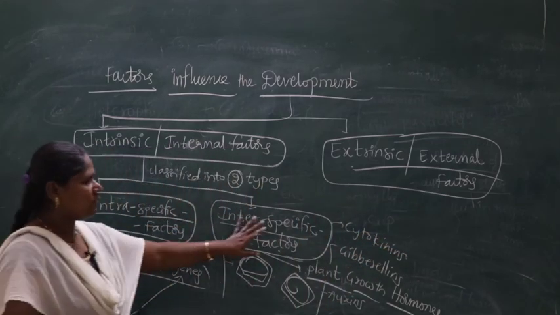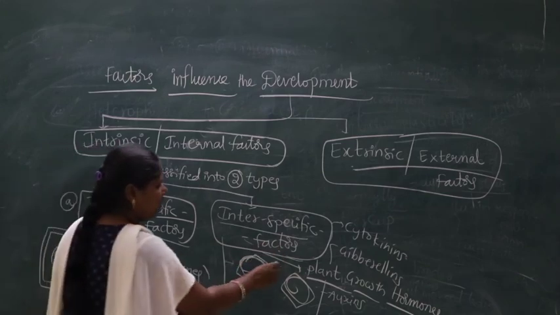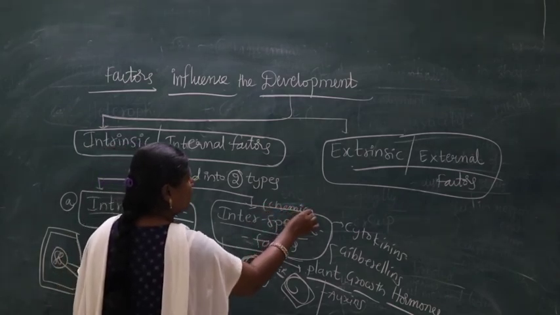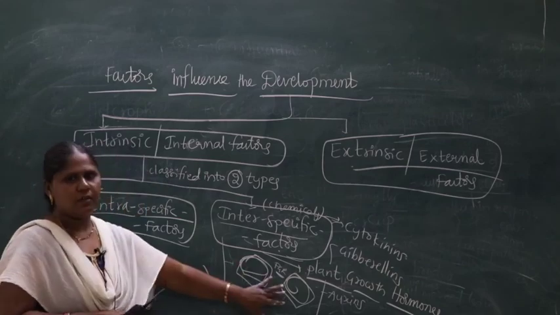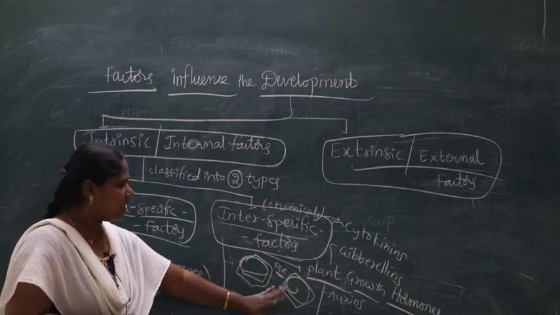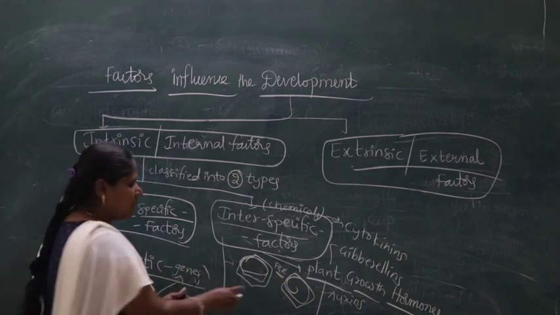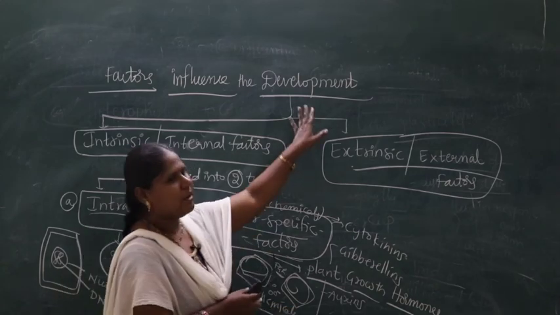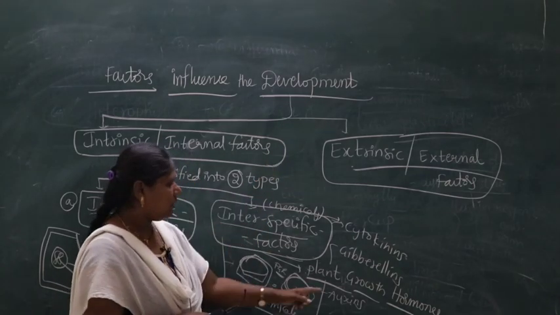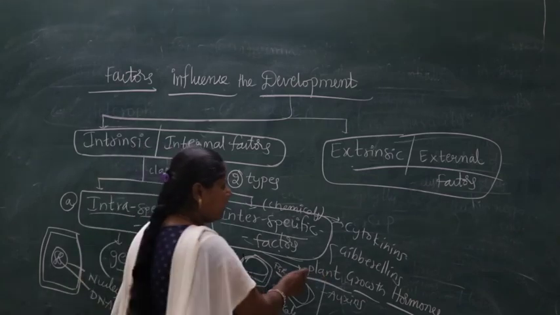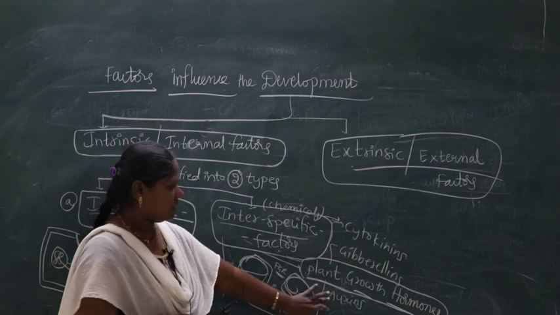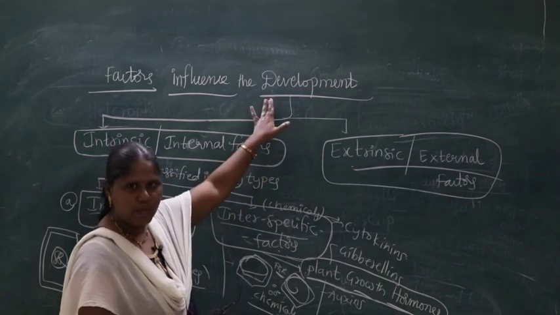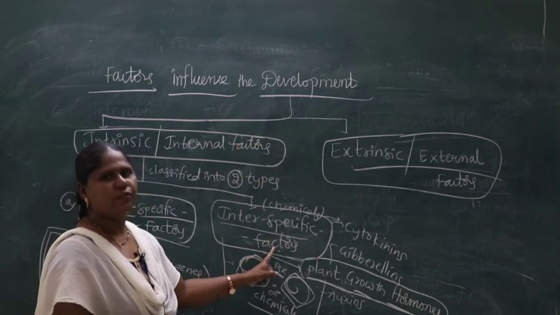What are interspecific factors? In between two cells you find plant growth regulators. Some chemicals are released, and they control the development processes. These chemicals are involved in developmental processes. They are called plant growth hormones, plant growth regulators: auxins, gibberellins and cytokinins. Since they play an important role in development, they are called interspecific factors.